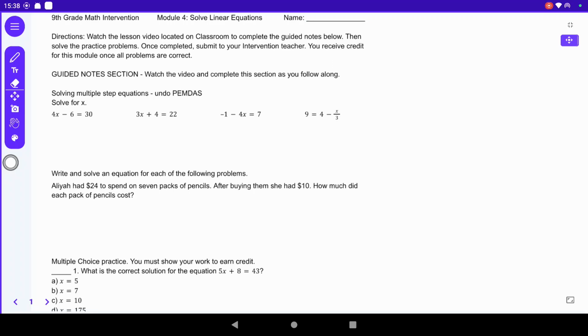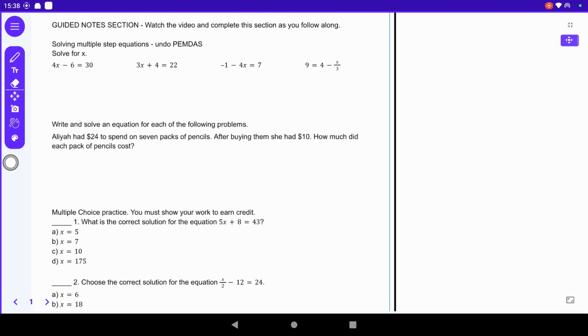Good day everyone. Today we are talking about Module 4, Solve Linear Equations. When we're solving linear equations, we are undoing PEMDAS.